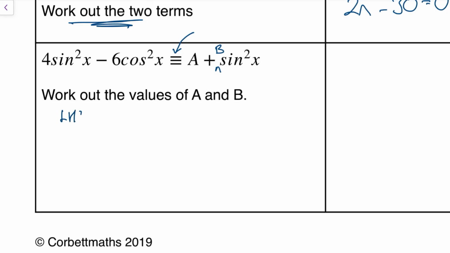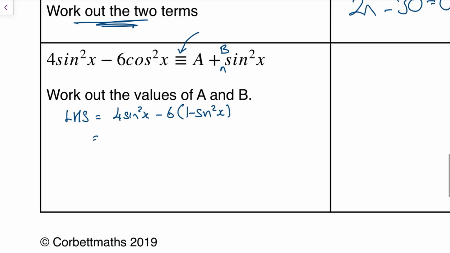So what I'm going to do is the left-hand side is equal to 4 sine squared x minus 6 times (1 minus sine squared x). In other words, sine squared x plus cos squared x equals 1. Rearrange gives me cos squared x equals 1 minus sine squared x. Let's do some collecting. So that's going to be 4 sine squared x minus 6 plus 6 sine squared x, which is equal to 10 sine squared x minus 6.